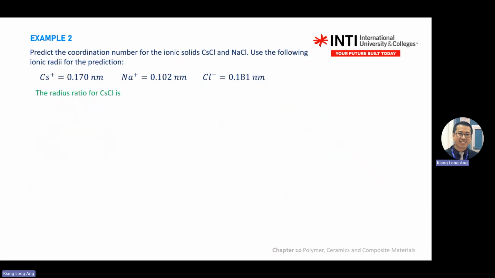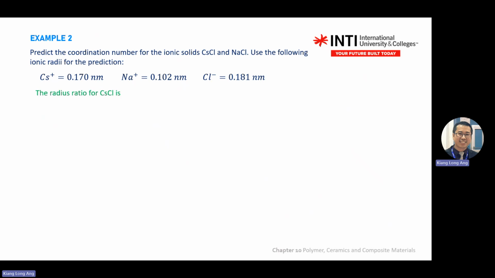Okay, now predict the coordination number if you're given the radius of this one, and this one. You have 3 charges, positive charge and negative charge. All right, so find the coordination number for CsCl. Now you need to guess. You need to memorize the 4 magic numbers, then you do the ratio.